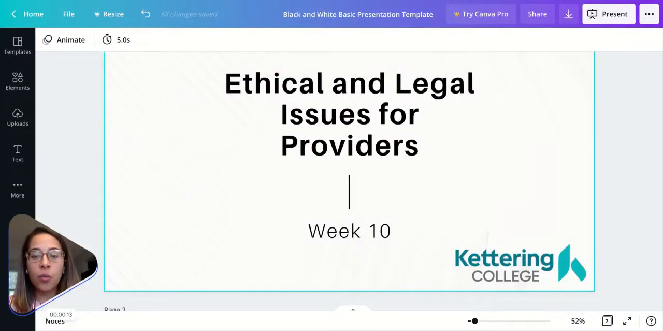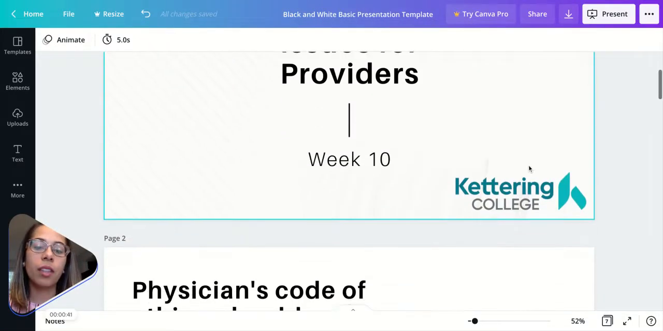Now, in Week 9, you will have gone through some more specific code of ethics for your particular field of practice, occupational therapy. But in this chapter, we're going to be talking about what looks like to be just for physicians, but we're going to challenge that a little bit, because really a lot of these codes of ethics and these obligations and legal issues for providers apply to an array of healthcare providers in the field.